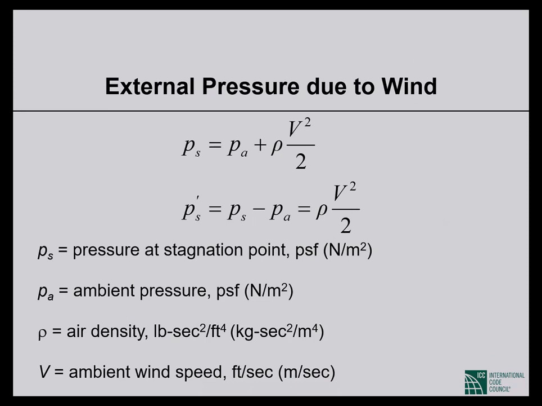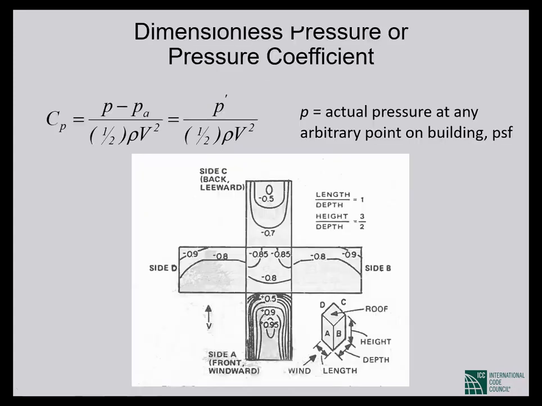The stagnation pressure is ambient pressure plus rho v squared by 2. And if we call the pressure above ambient P sub S prime, that is rho v squared by 2 at the stagnation point.